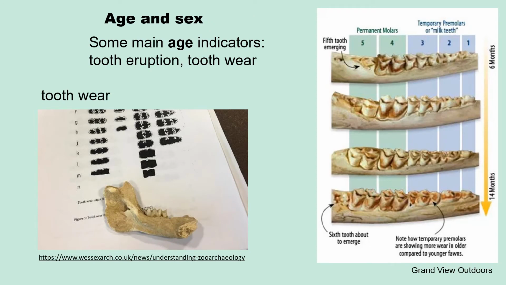Determining age and sex. Some main age indicators include tooth eruption, over here on the right, and tooth wear. Of the two, tooth eruption is more precise. However, it can be done only on young animals, up to the point at which all of their teeth are erupted. Tooth wear is somewhat dependent on diet, and therefore not quite as precise as tooth eruption.